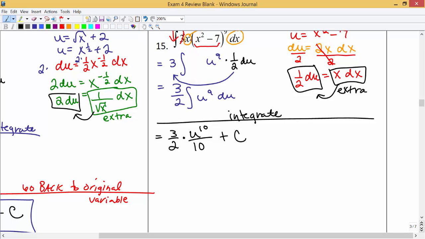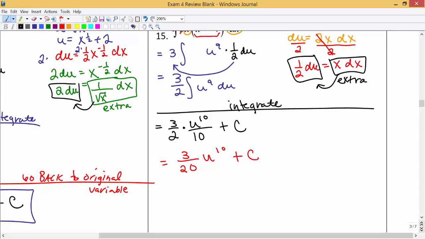Okay, so we've integrated. We can simplify a little bit. If I choose, I can multiply these two fractions together. And I'm going to write it like this. I'm going to write it as 3 over 20 times u to the 10th plus c. Okay, nothing cancels there, so I'm going to go ahead and write that as a fraction of those values out front of u to the 10th.